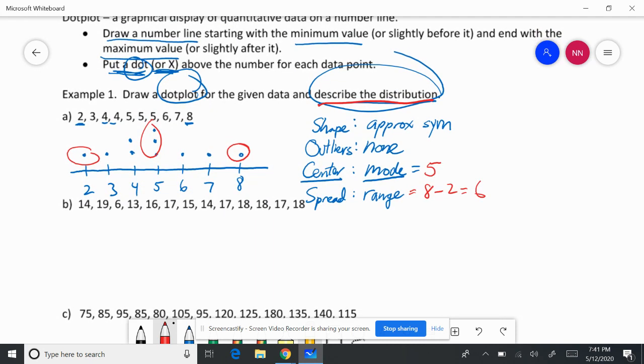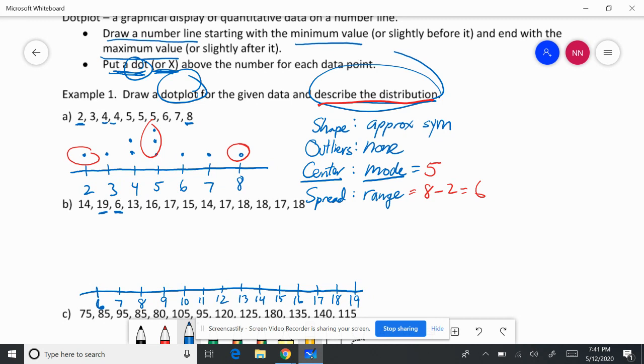Now, looking at letter B, it's slightly more difficult because our numbers are not in order. So we're going to draw our number line. We're starting with our least value. When we look at our data, we see that our least value is 6, so we're going to start with our 6. And our greatest value is 19. So what we're going to do is we're going to end at 19. So we have 6, 7, 8, 9, 10, 11, 12, 13, 14, 15, 16, 17, 18, and 19.